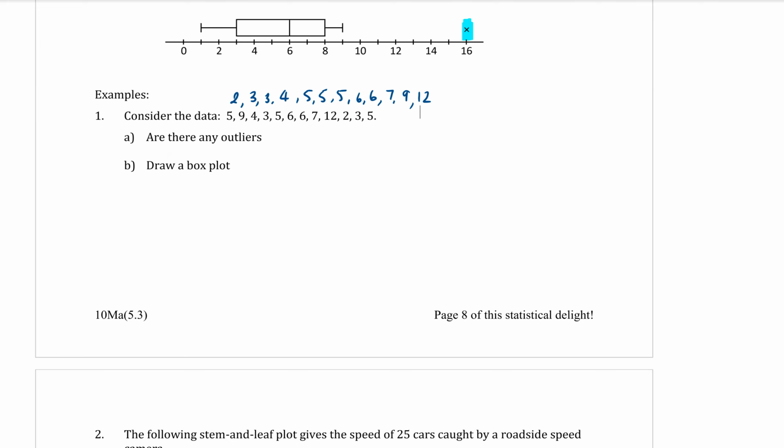Even just looking at those scores, at the lower end, 2, 3, 3, 4, 5, probably no outlier down there. But at the higher end, 6, 7, 9, and then there's a bit of a gap to that 12. Maybe that 12 is an outlier. Maybe. We have to check with our formula. Let's look at both of them, because we want to practice both formulas.